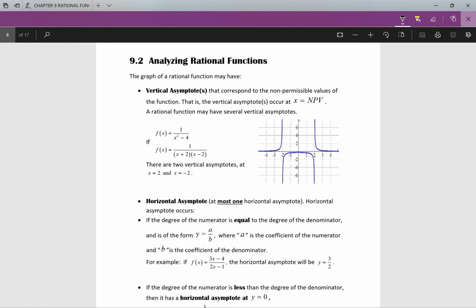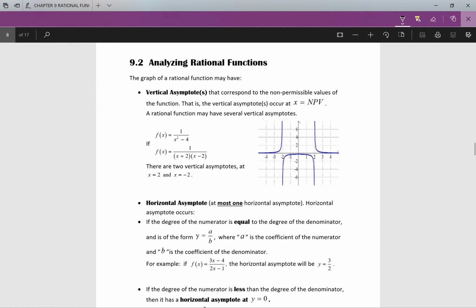The graph of a rational function may have vertical asymptotes or horizontal asymptotes. Now, I'm just going to take a second here and define what an asymptote is. At its very base level, a vertical asymptote is just this imaginary line that the graph cannot touch.